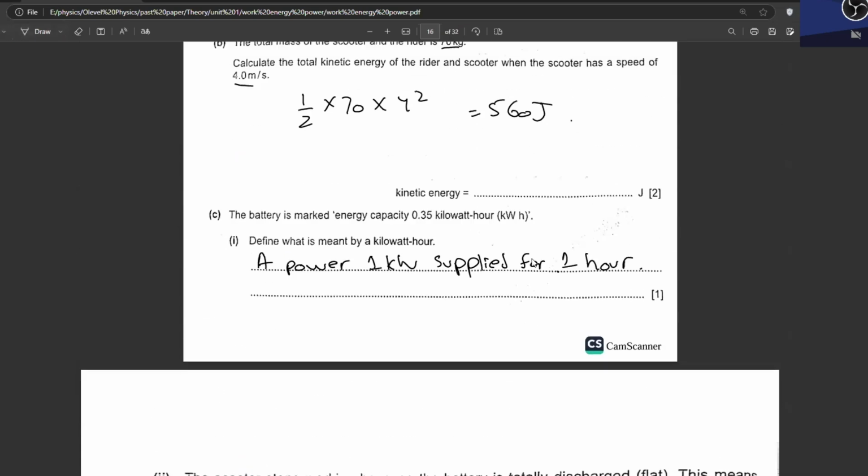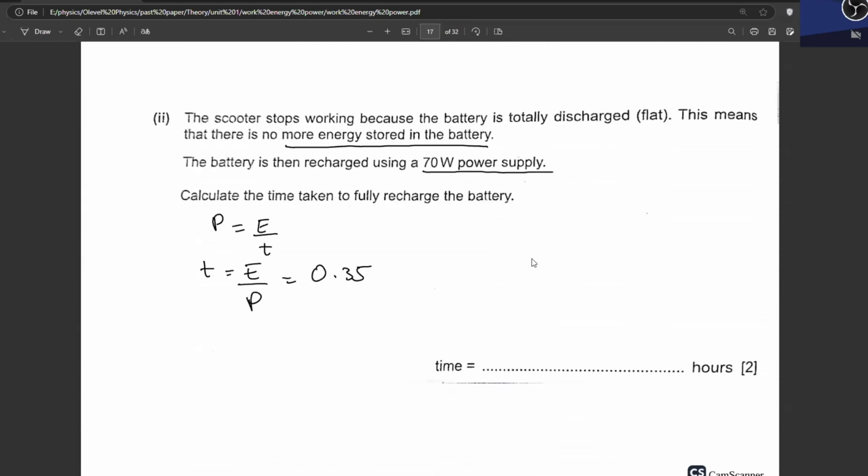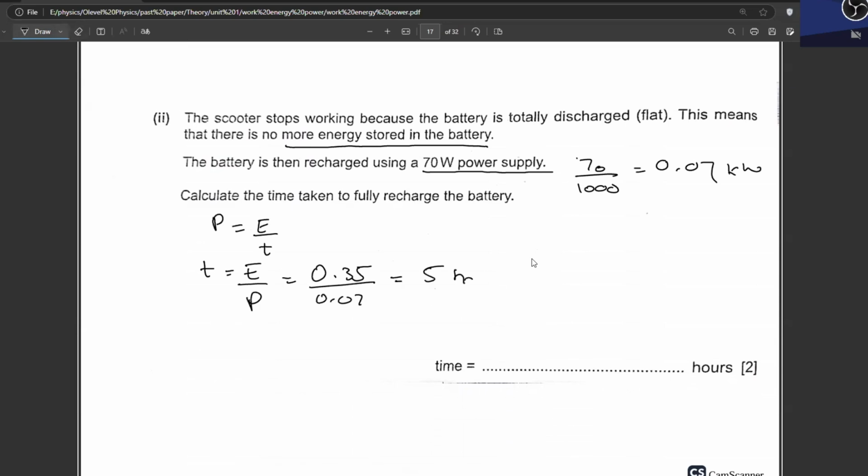Where did I get it from? Here. What will be my power? If I convert this into kilowatts, 70 divided by 1000, this becomes 0.07 kilowatt. So dividing by 0.07, your time comes out to be 5 hours. Simple as that, nothing complicated. Let's move on to the next question.